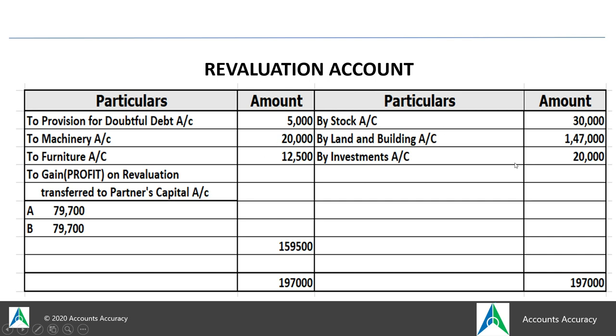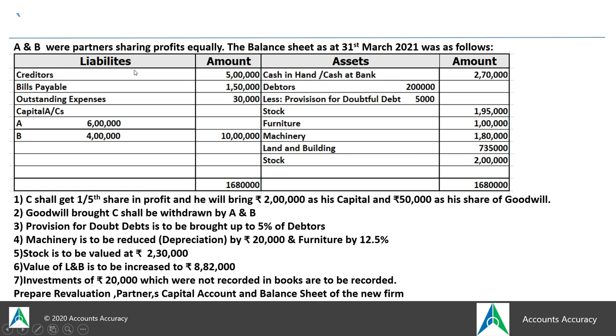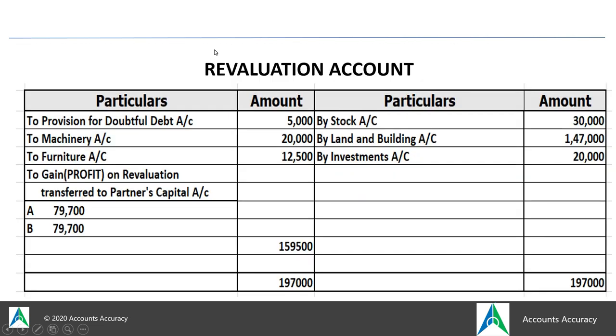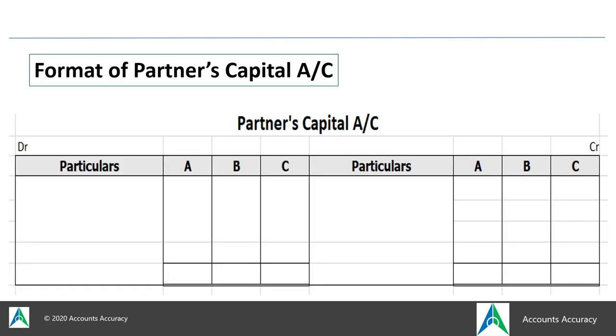Then after posting all the changes in the value of stock and liabilities, we will calculate the balancing figure. Here it may come to the credit side or debit side. If it is coming at the debit side, it will be profit. If it comes to the credit side, it will be loss. Here the balancing figure is at the debit side, which is profit. So this profit will be divided among the old partners in the old ratio. And in the question it was given that the old partners, that is A and B, were sharing the profit equally. This will equally get divided among A and B. And then it will be posted to partners capital account.